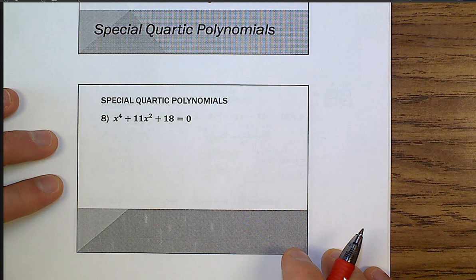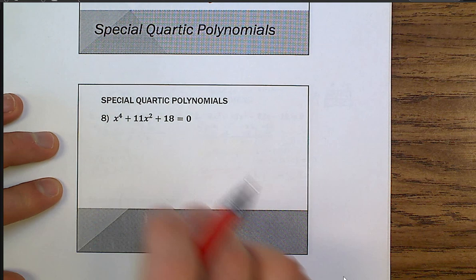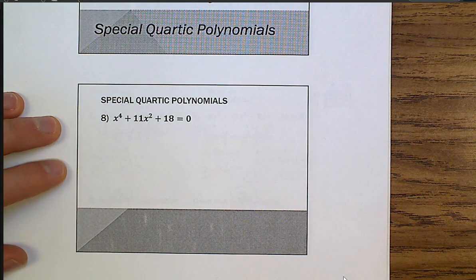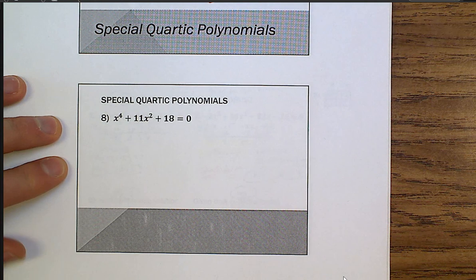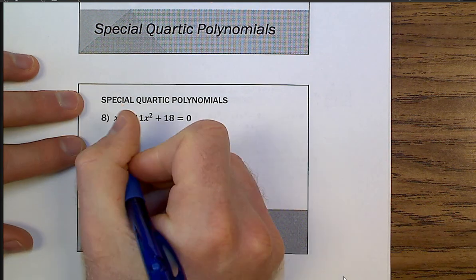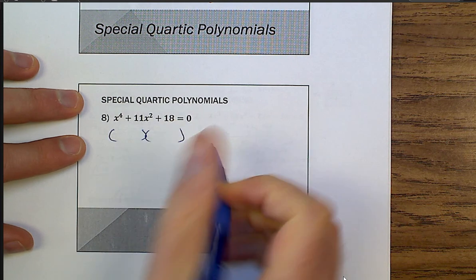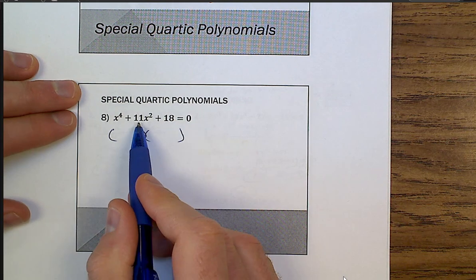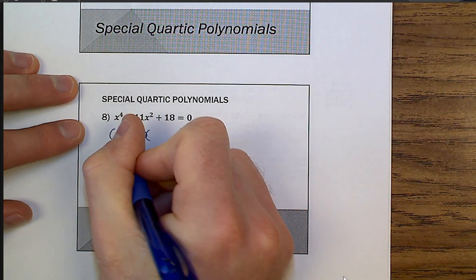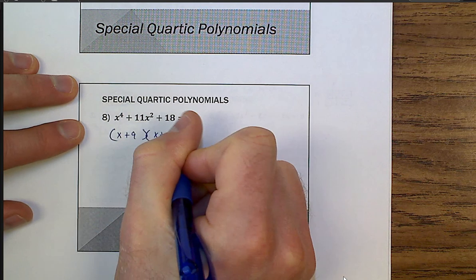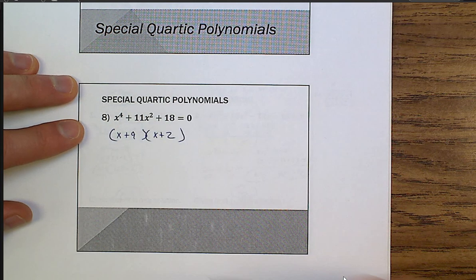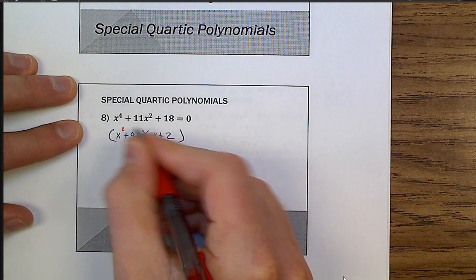The last question is one and the same, so if you want to go ahead and hit pause and try it on your own and see what you come up with. Okay, so again, I'm thinking what 2 numbers multiply together give me 18, add together we get 11, so that'd be x plus 9 and x plus 2. But we've got to be careful, don't get too in a hurry. We've got the 4's there, so we've got to square and square, so that equals 0.